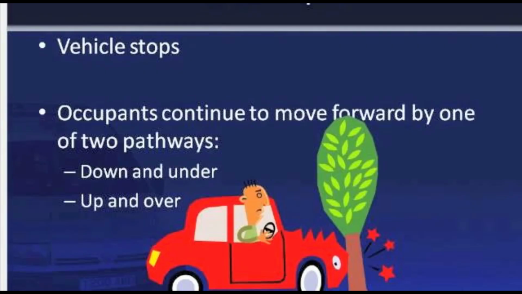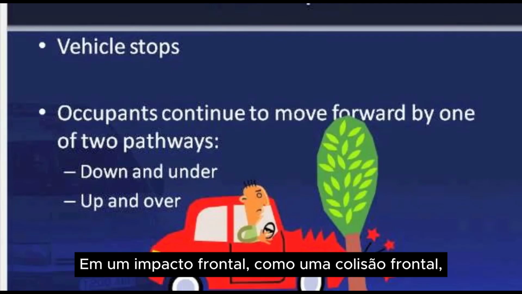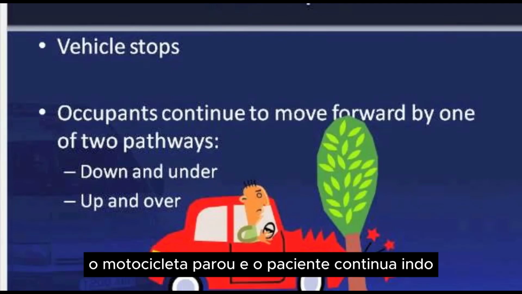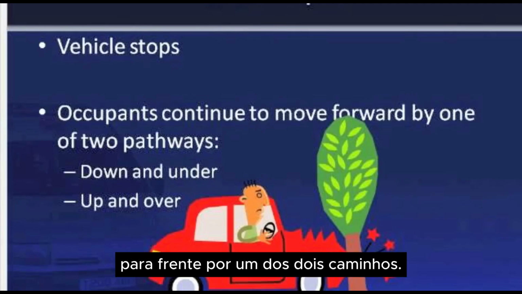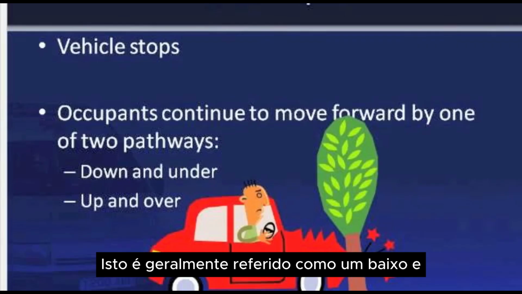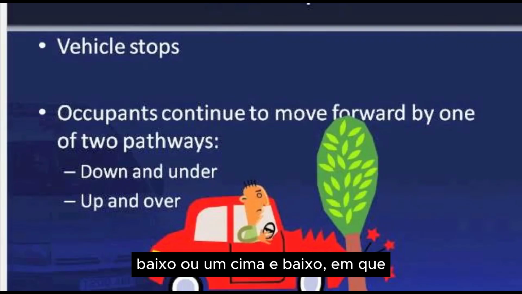In the frontal impact, such as a head-on collision, the vehicle stops and the occupant continues to move forward by one of two pathways. This is often referred to as down and under or up and over, in which case they go down and under the dashboard or up and over the dashboard.